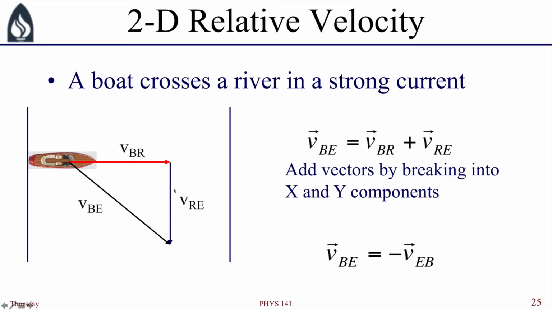And in this example, since we have motion in more than one dimension, we need to add these vectors by breaking them into x and y components. Actually, in this particular example, that's very easy because the velocity of the boat with respect to the river is totally in the x direction. River with respect to the earth is totally in the negative y direction. And so we can easily use the Pythagorean theorem to find the velocity of the boat with respect to the earth. This is also a reminder down here that when we switch observers, we also switch sign.